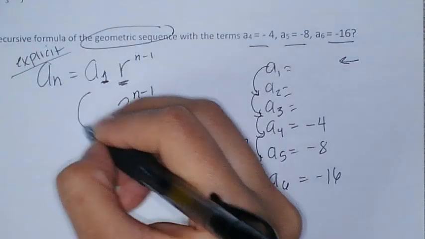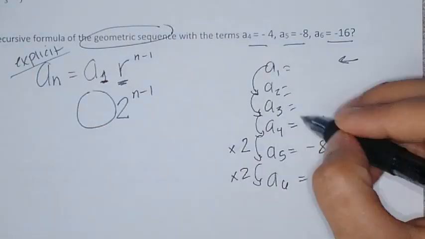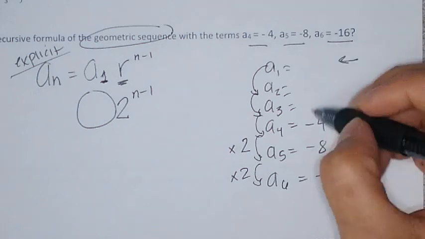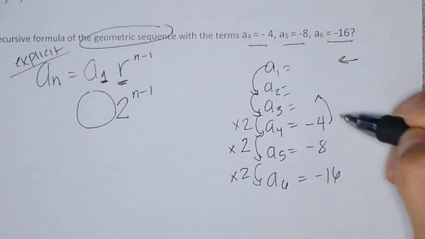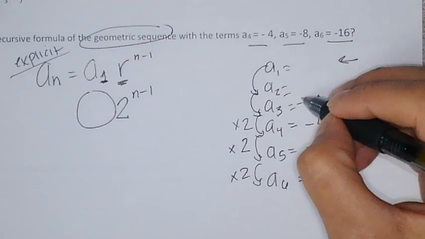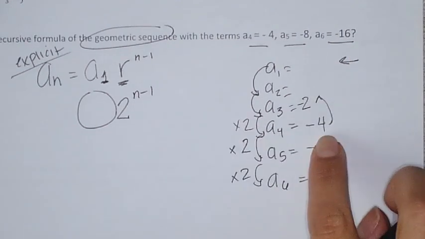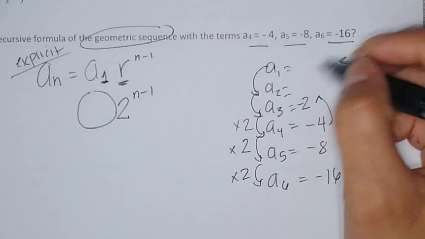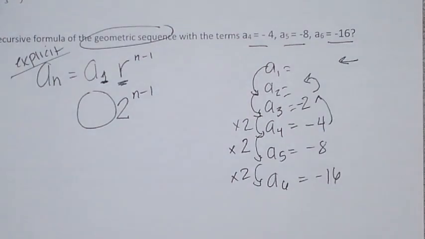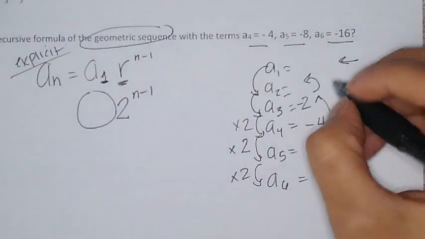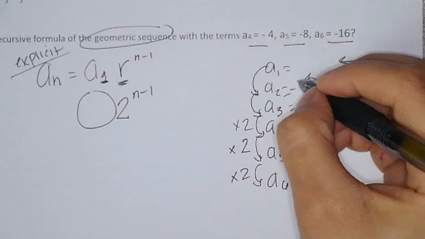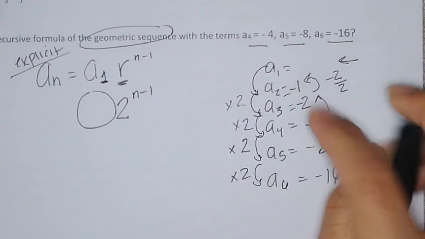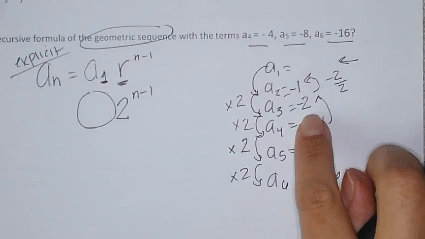Now I just need a 1. I can figure it out by going backwards. If it's times 2 going this way, it'll be divided by 2 going up. So this should have been negative 2, because negative 2 times 2 would give me negative 4. I'm going to divide also by 2. So if I have negative 2 divided by 2, I'm going to get negative 1. That makes sense. Negative 1 times 2, yes, it gives me negative 2.